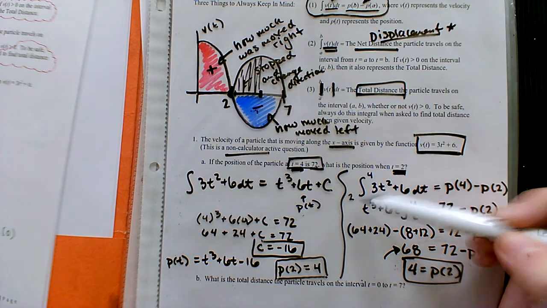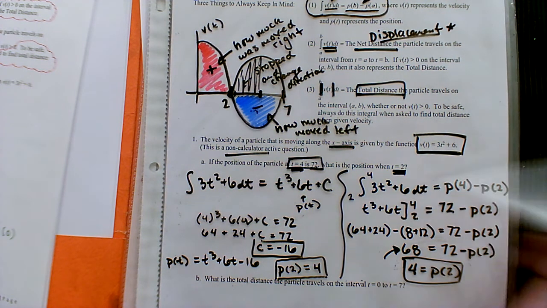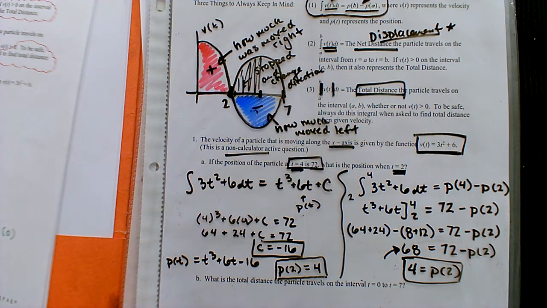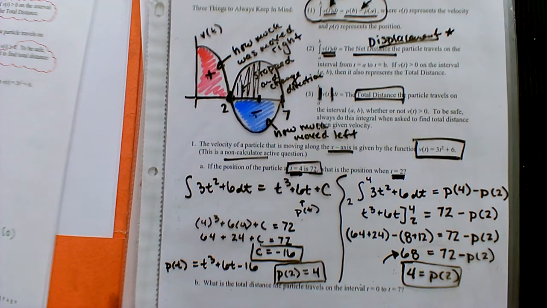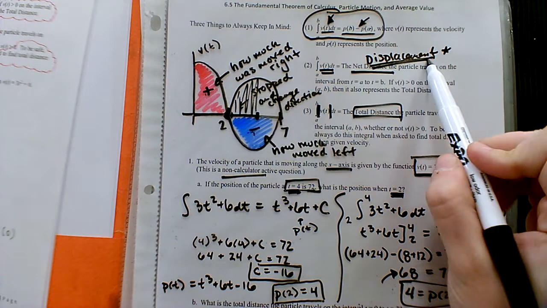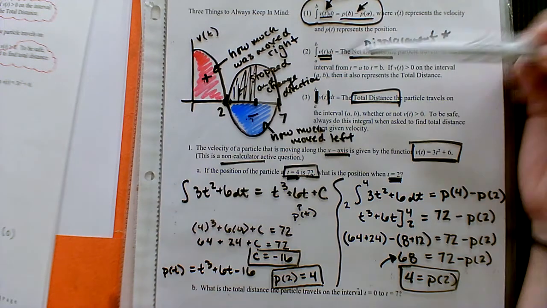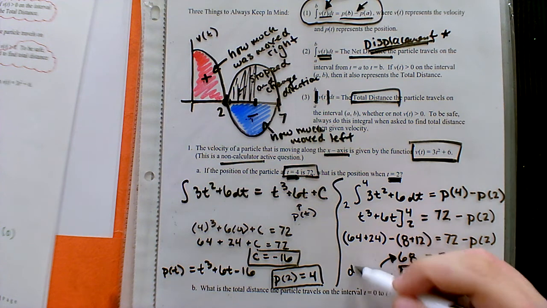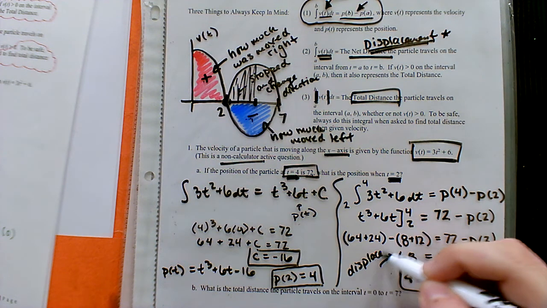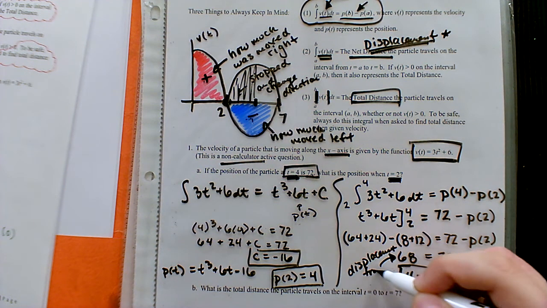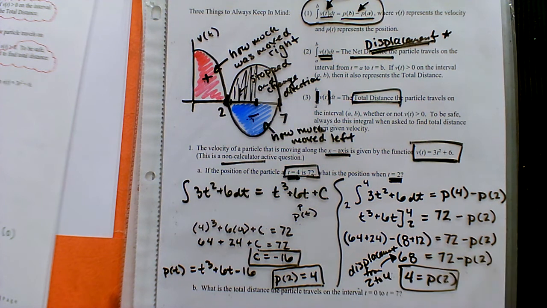If it's the area under velocity from 2 to 4. What do you think, Anuj? Is it the net distance that you traveled from 2 to 4? That's your displacement. Yep, how much you traveled on some interval. So displacement from 2 to 4.